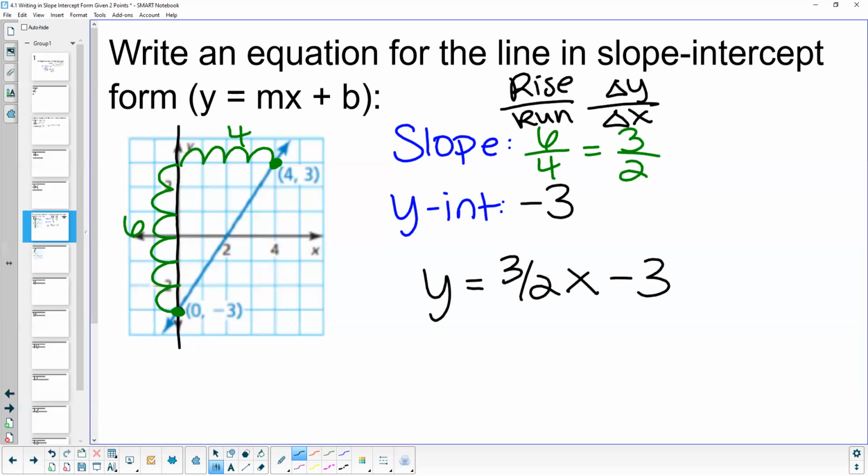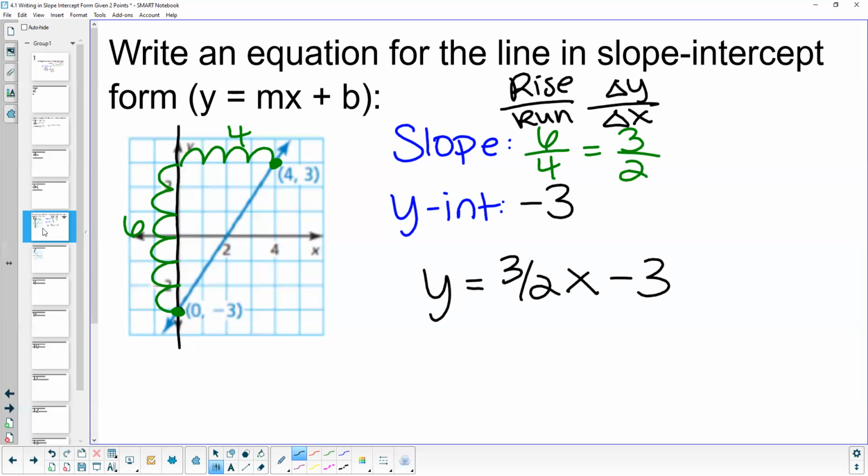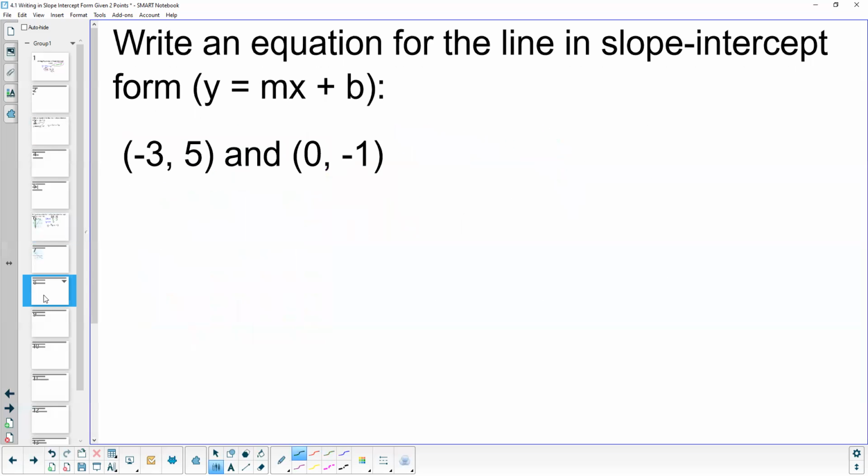Beautiful. Okay, so we've done it. If they give us our slope and our intercept, or if they give us a graph of a line, we can write it. What if they happen to give us 2 different points? How can we write it in slope-intercept form if they give us 2 different points?